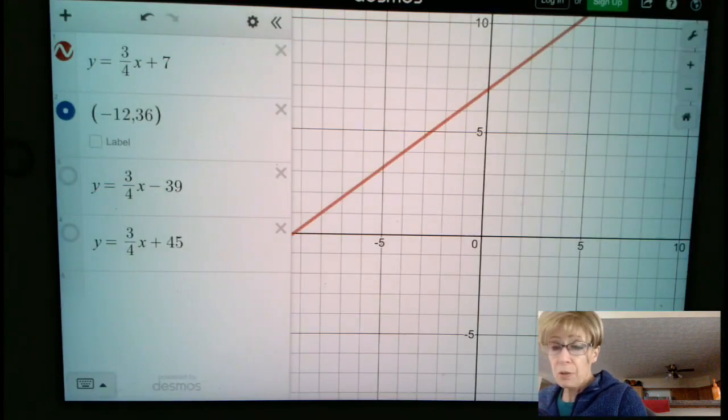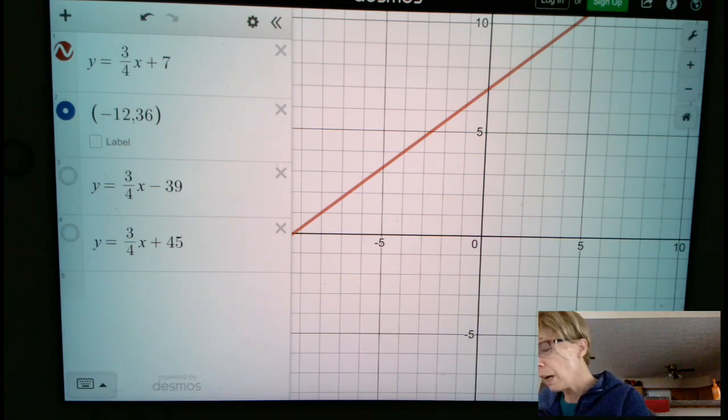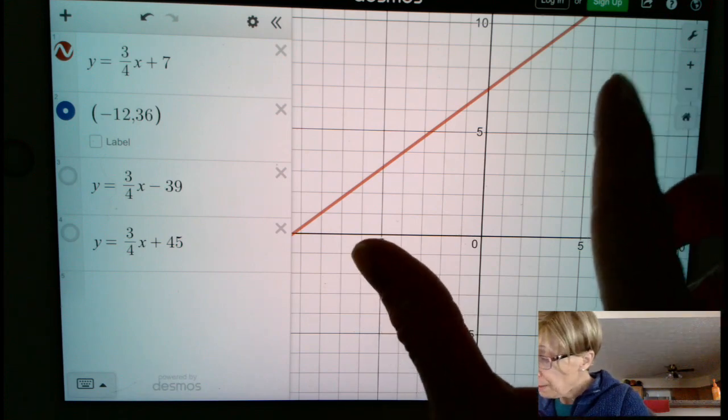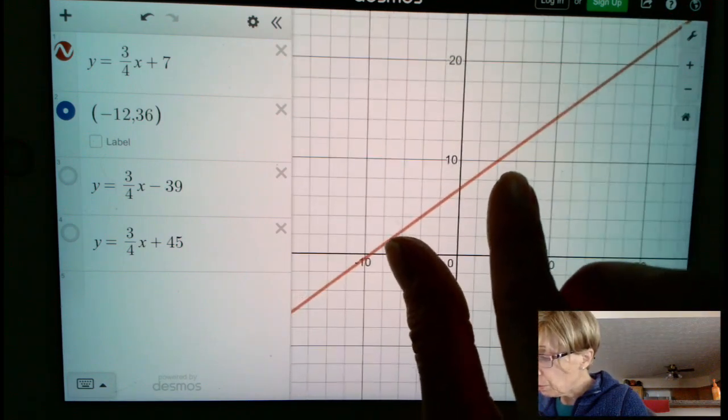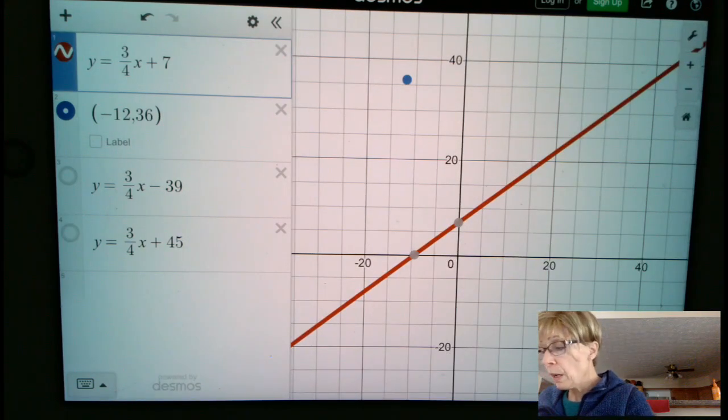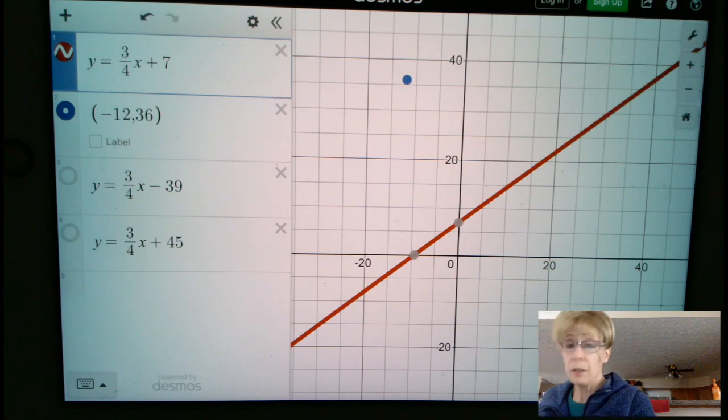So I'm working on my iPad. I find the iPad to be very helpful for Desmos, but I need to find that point negative 12, 36. So I'm pinching in. So there's that point, and we want an equation that's parallel to that. So I've typed in the other two equations that have the slope of 3/4 x.